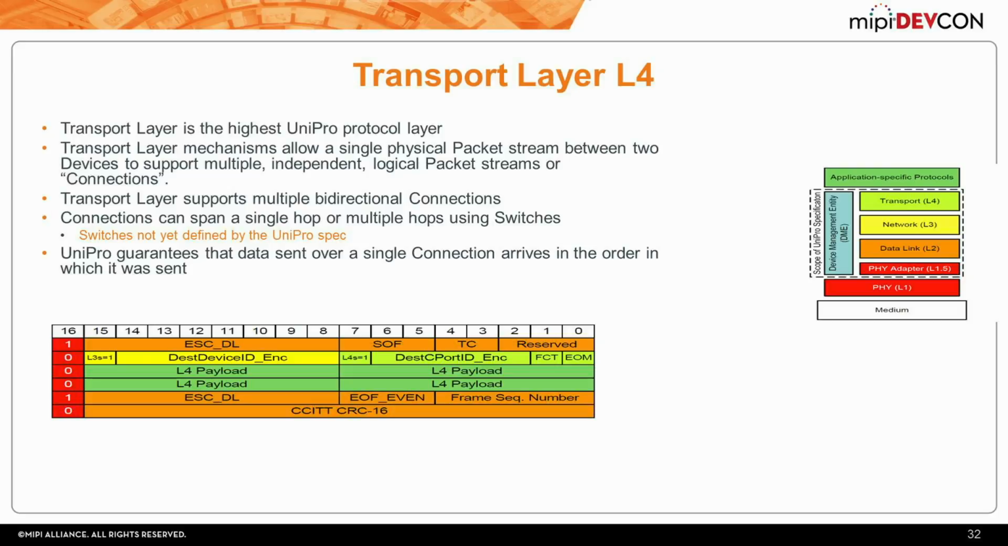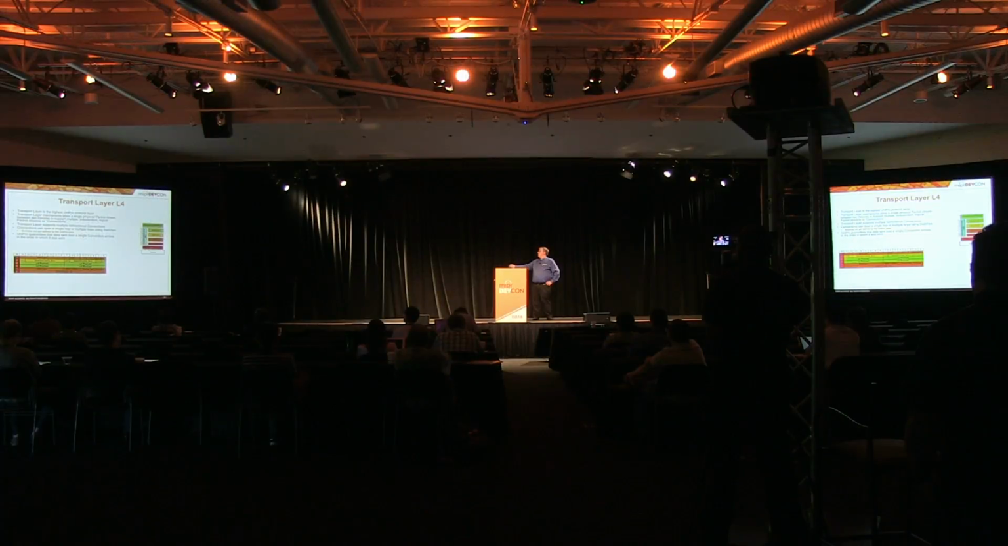Ultimately, this is a higher layer protocol driving it, if you think about it. So you have some SCSI command at the top level. It has to be put into packets that can be transferred across the link using this Unipro transport. Unipro transport layer 4 does support multiple bidirectional connections, and it basically guarantees that the data sent over a single connection arrives in the same order that it was sent.